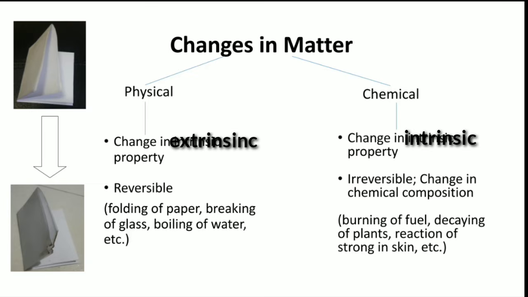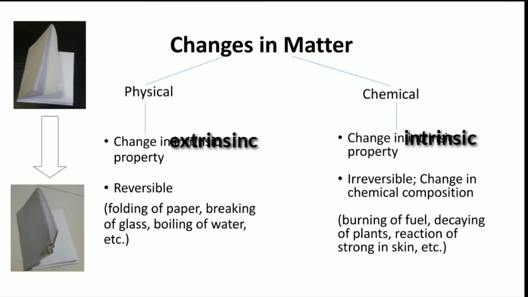Same with melting and freezing. These two are reverse processes. So when a sample of matter melts, it can be frozen, depending on temperature. The chemical composition of the substance remains and the process is reversible. So the change in matter is only physical.